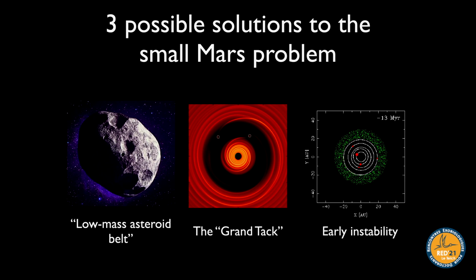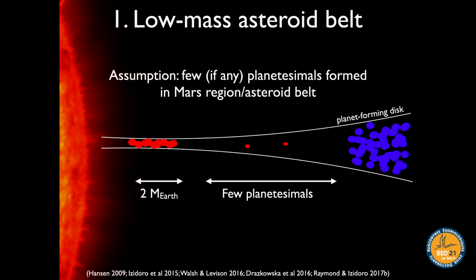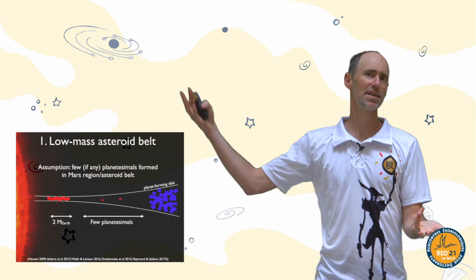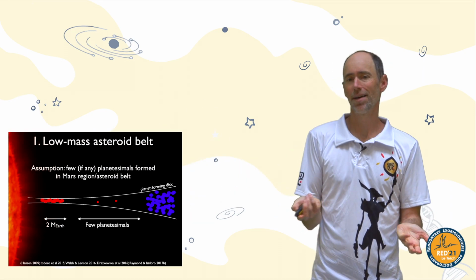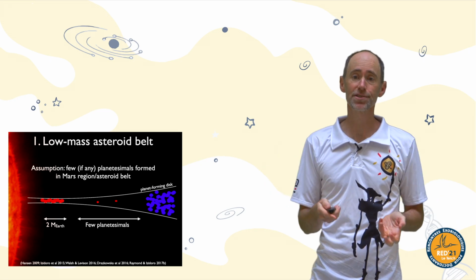As of today, there are at least 3 possible solutions to the small Mars problem. And so I'll talk about each of them for a few minutes. They're the low mass asteroid belt model, the Grand Tack model, and the early instability model. So let me just go through the ideas behind each of these. The low mass asteroid belt model makes an assumption, which is that from the very start, there was just not that much stuff in the asteroid belt. That explains why there's some stuff to form the terrestrial planets, then very little stuff, and then stuff to form the giant planet cores. There was just not much in the asteroid belt. It was low mass from the start.